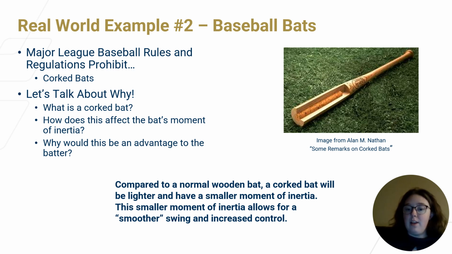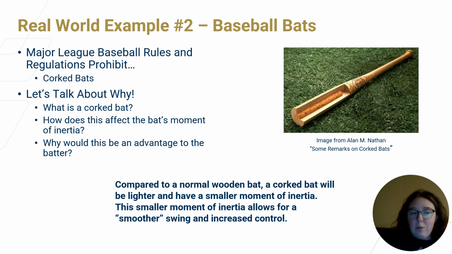What is a corked bat? If you don't know, the MLB typically uses just plain old wooden bats. In a corked bat, they take a normal wooden bat and drill a hole in the center of the bat, and they fill that hole either with nothing or typically with cork, which is a much lighter porous material. So how does this corking of the bat affect the bat's moment of inertia? Since they are drilling a hole in the bat and filling it with a lighter material, a material that's porous and has less mass, that will actually decrease the bat's moment of inertia.